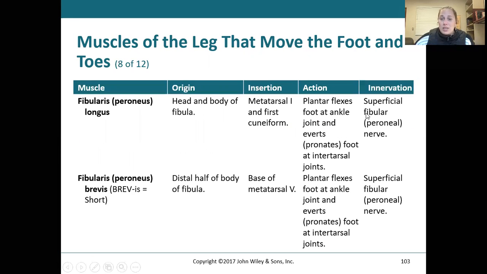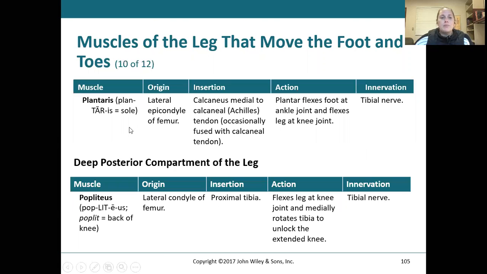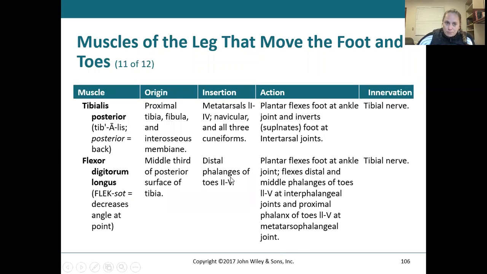I guess it's worth noting here that you've got the fibular and tibial nerves innervating many of these muscles. The plantaris plantar flexes at the ankle and flexes the leg at the knee joint, and its innervation is the tibial nerve. The deep posterior compartment of the leg, the popliteus, is going to flex the leg at the knee joint and medially rotate the tibia to unlock the extended knee. So again, maybe try doing these movements with your own leg. And then the innervation is going to be the tibial nerve.